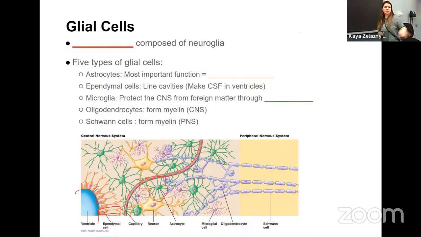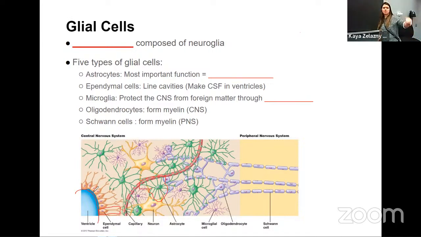Our microglia are basically like the immune system of our central nervous system. So they're going to protect the central nervous system from foreign matter through phagocytosis. Okay, so basically they're eating pathogens. So they're going to be pulling them in and breaking them up.